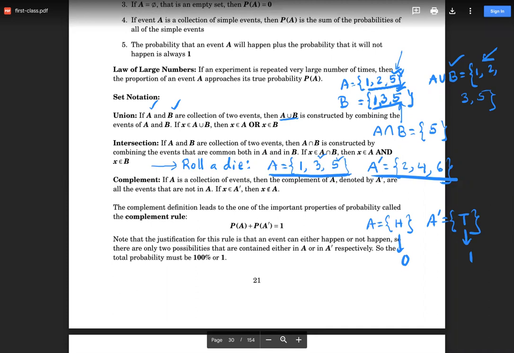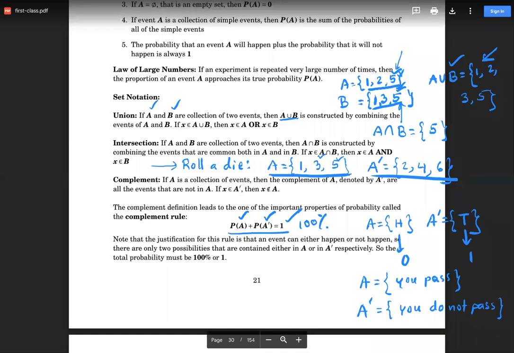So it depends. If A is the event you pass this class, okay, then A complement is the event, what? You do not pass this class. Okay? So A and A complement. Remember, I told you the probability of event A plus the probability of its complement is always 1 or 100%.